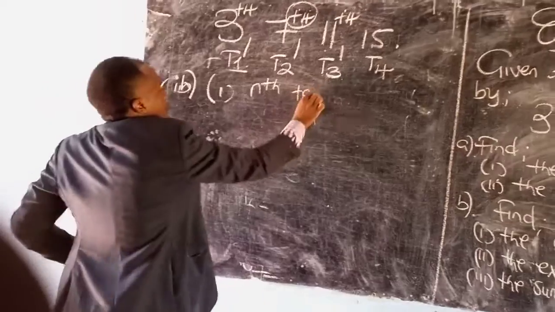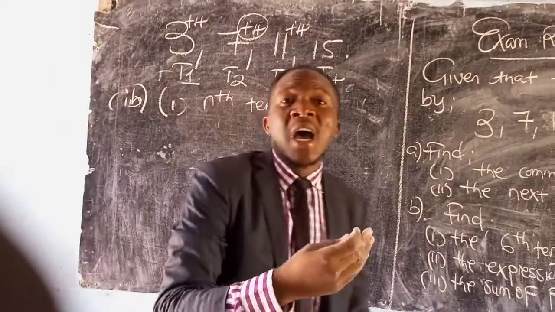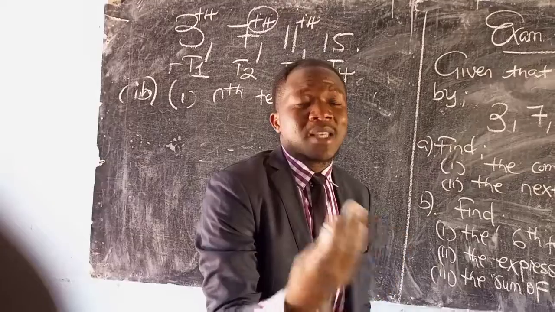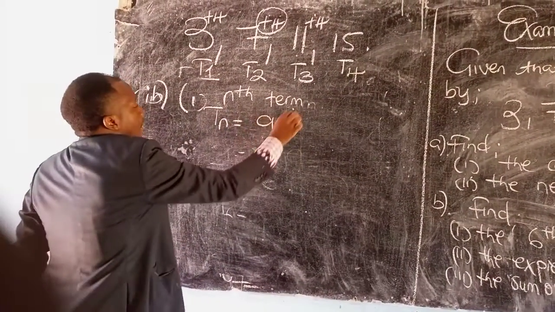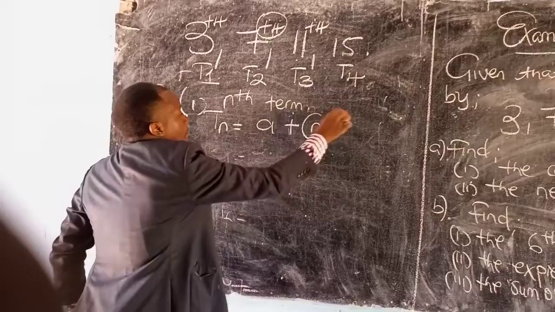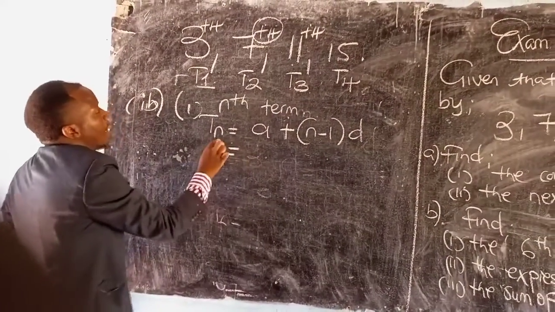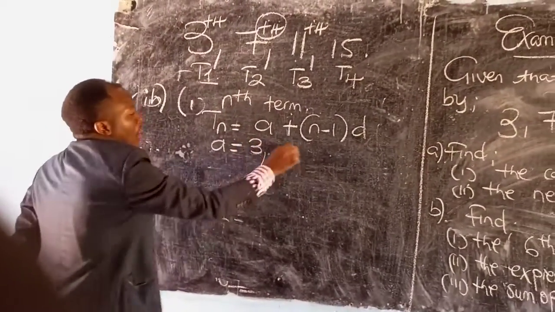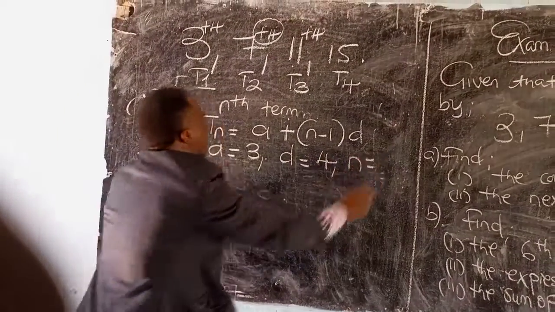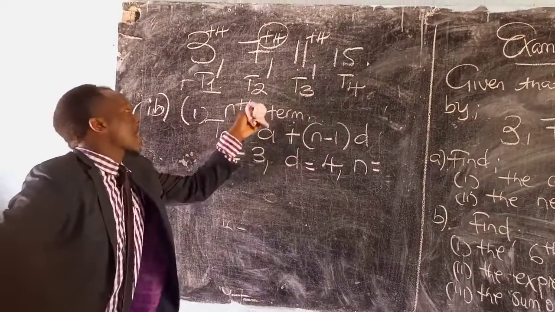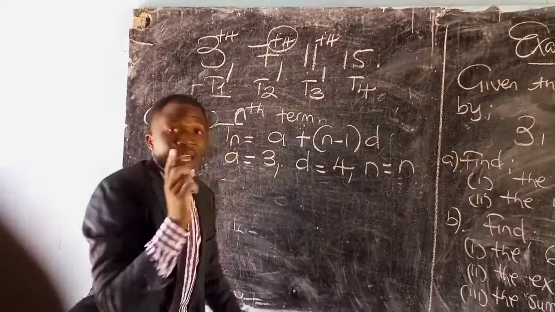When we say the expression for the nth term, we are going to find that this is a formula which is bringing about all the numbers that we have. We are going to say nth term equals a plus n minus 1, then d. Where there is a, we are going to replace with 3 as usual. Where there is d, we are going to replace with 4. Where there is n, they are now saying nth term. So this means this is unknown. We maintain it to be n.